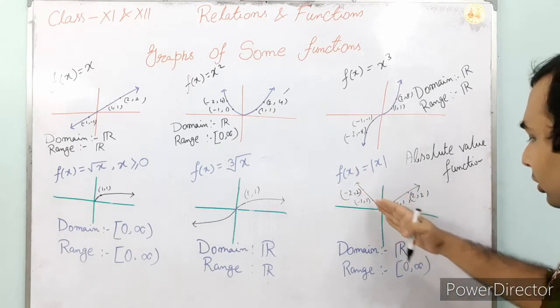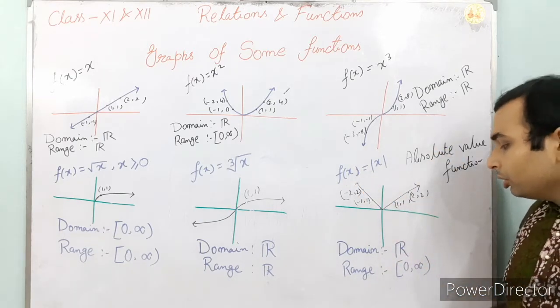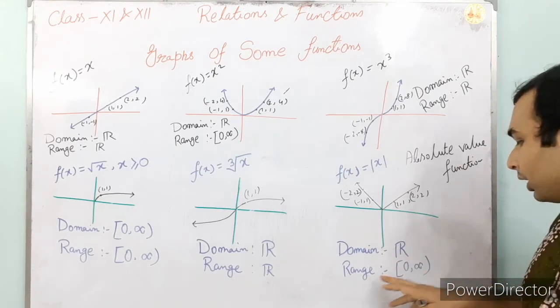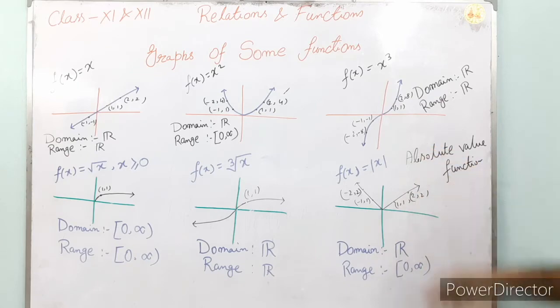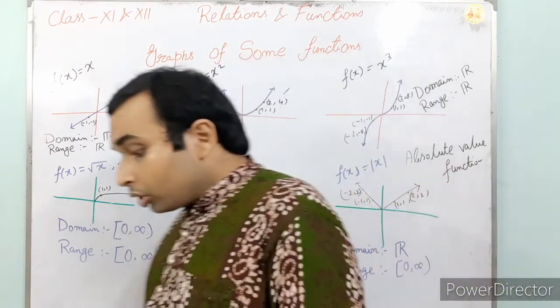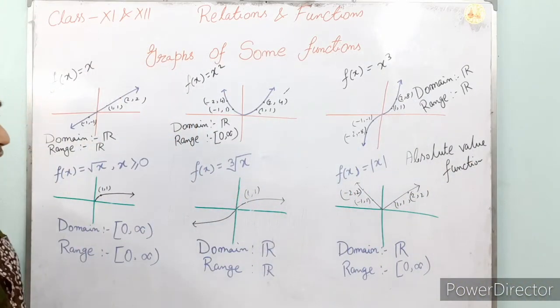Here you will get two straight lines. This is the 0, 0. The domain will be the total real number set, but the range is positive real numbers, that is from 0 to infinity.